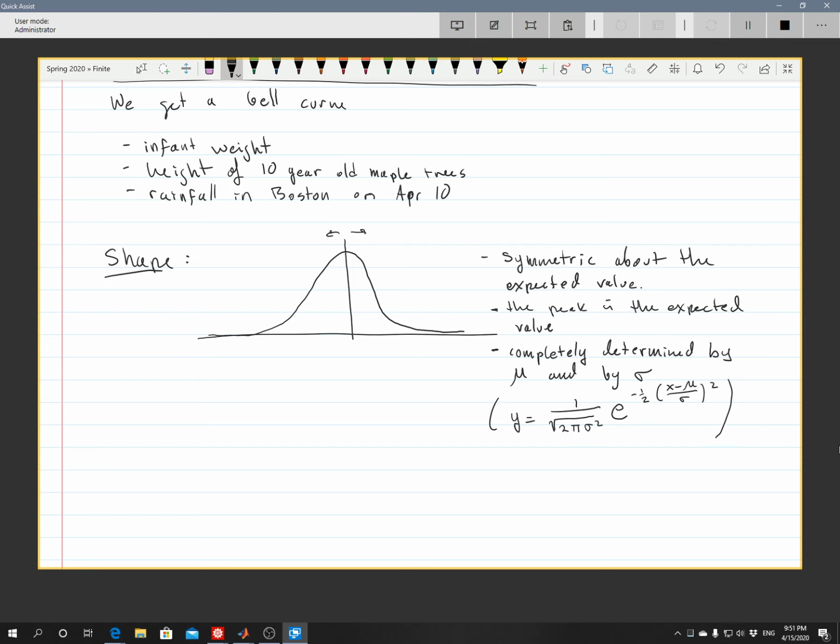Pi is that number from geometry that roughly equals 3.14159. And e is a constant that's not quite as famous as pi, but it's similarly important, and is roughly equal to 2.71828. Again, you don't really need to know this. I just wanted to give you the formula. So we have the formula, we have the curve.